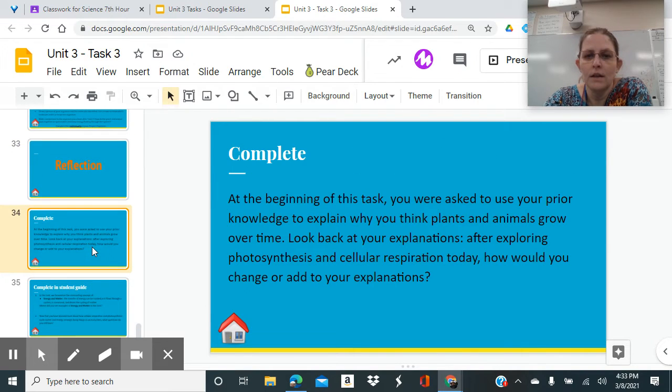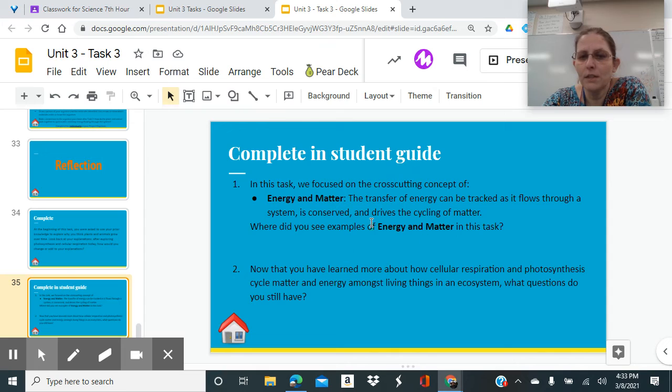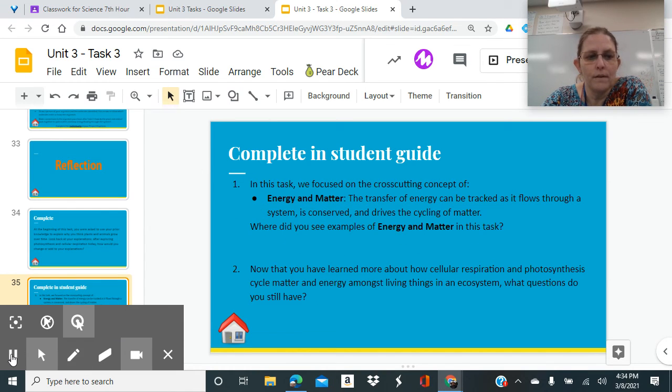Reflection, again, you're thinking about your prior knowledge about plants and animals, how they grow over time, how photosynthesis and cellular respiration work. And so you're going to add or change any of your explanations for what you've learned. Okay, so that is what you're doing for your reflections. All right, there we go.